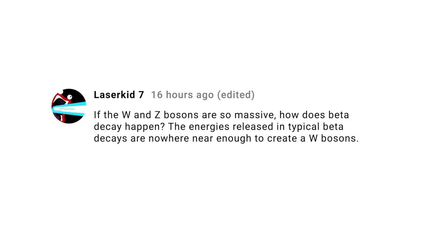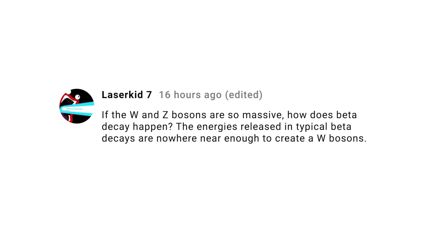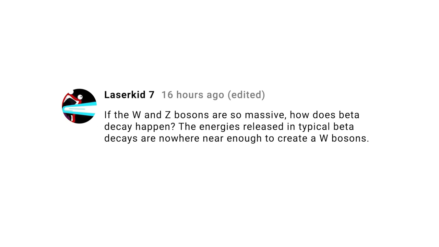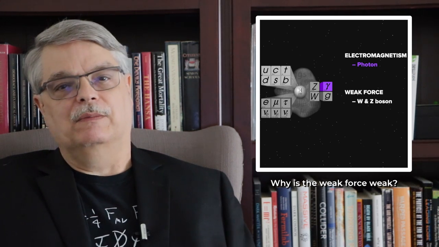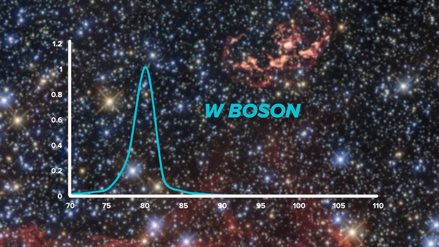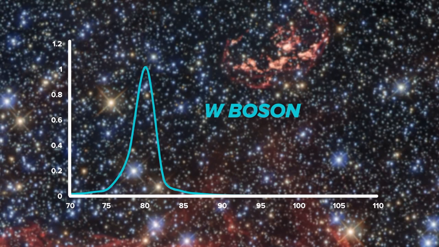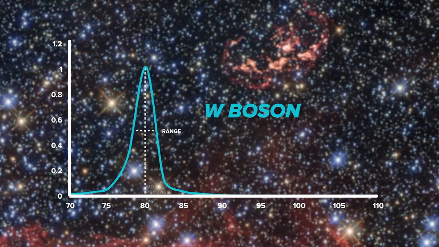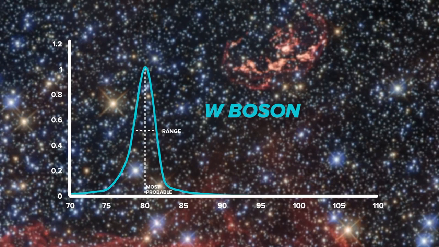LaserKid7 asks if the mass of the W bosons is so large, how does this explain beta decay, which is when a neutron decays into a proton, and that decay involves such a tiny energy? Hi, LaserKid. Cool name. As it happens, I made an entire long video to answer this question, and the URL is in the description. The short answer is that short-lived subatomic particles like the W bosons don't have a unique mass. While the average mass of the W boson is 80.4 billion electron volts, that's just the average. The usual range quoted is 2 billion electron volts, which means a W boson with a mass of 78 to 82 billion electron volts or thereabouts is entirely common.